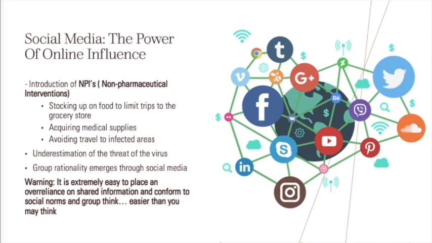Okay, so let's move on from panic buying and further investigate the power of online influence. So, social media. When COVID-19 was just beginning, there was something introduced that was called NPIs, and these are non-pharmaceutical interventions. For example, some of these might include stocking up on food to limit visits to town, getting some medical supplies, and also avoiding traveling, like to areas with more infection than the area that you live in.